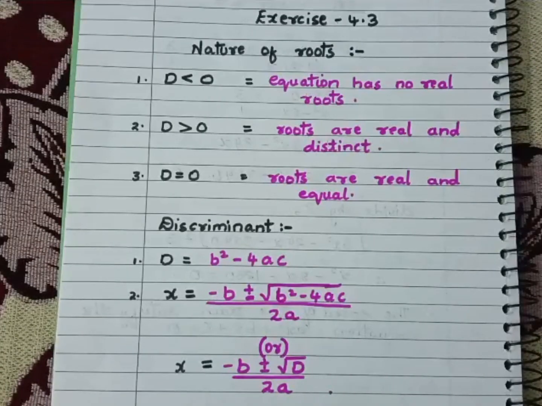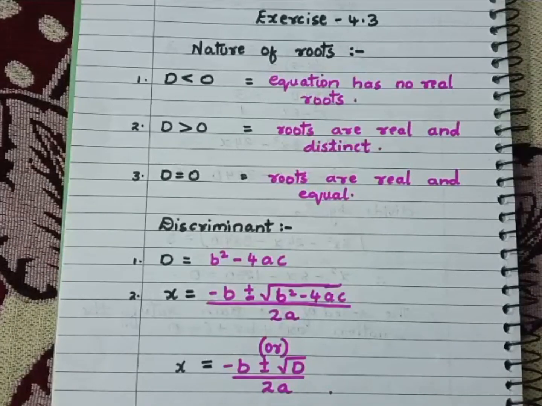An important point to remember before doing the sums: for the nature of roots, if D is less than 0, the equation has no real roots. If D is greater than 0, then roots are real and distinct. If D is equal to 0, then roots are real and equal.